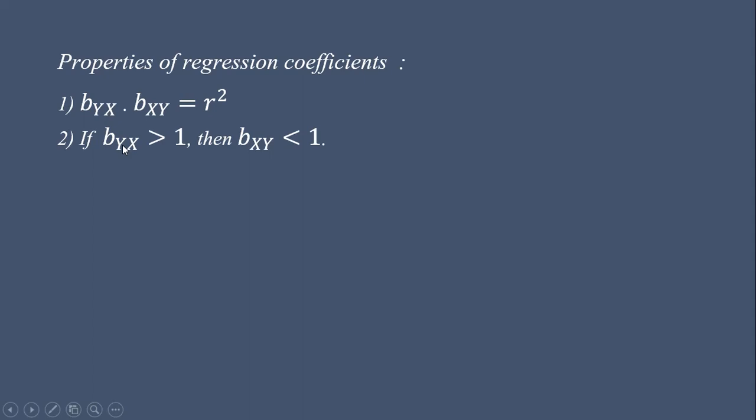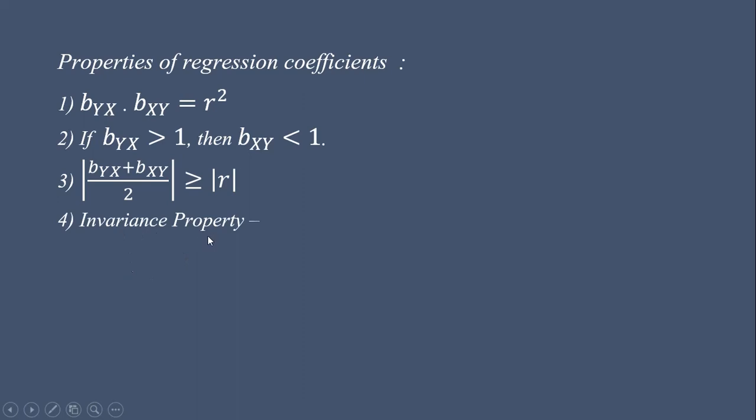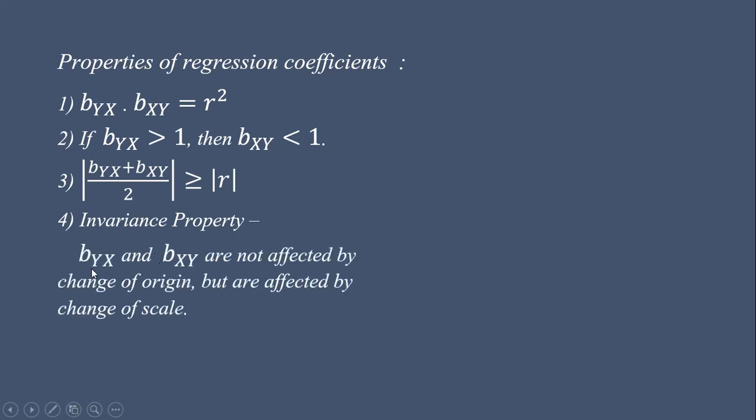Second property, if byx is greater than 1, then bxy is less than 1. Third property, modulus of (byx plus bxy) upon 2 is greater than or equal to modulus of r. Then the invariance property. We can use the first three properties to check whether the data is consistent or not. Now we are going to use this invariance property while solving examples.